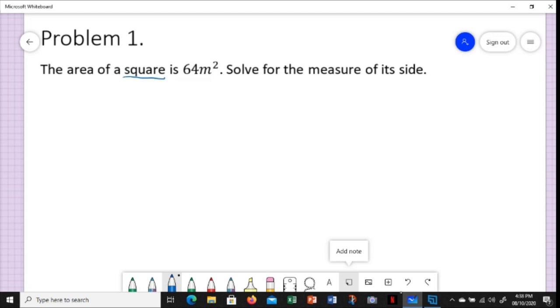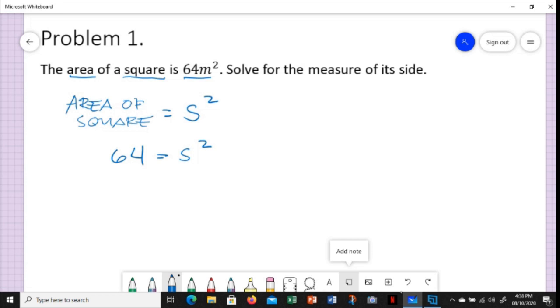So as you all know, the formula of the area of a square is equal to side times side, or the square of its side. Now, on the problem, the area of the square is already given, which is 64 meters squared. So this will be 64 equals s squared.